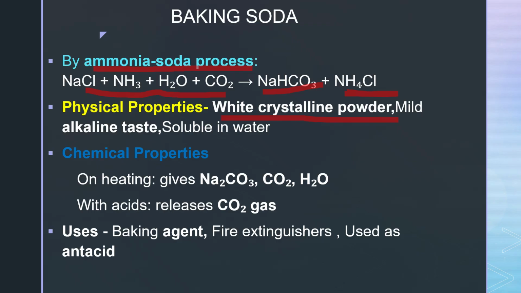It is a white crystalline powder, mildly alkaline to taste and soluble in water. Baking soda you have all seen used whenever your mother cooks any bhatura, and if she boils anything, then also she uses baking soda. Okay, now chemical properties: on heating, baking soda gives washing soda. When it reacts with acids it produces CO2 gas, and its uses are as a baking agent, in fire extinguishers and as antacids. Antacids are the tablets which are used when you feel acidity, right?